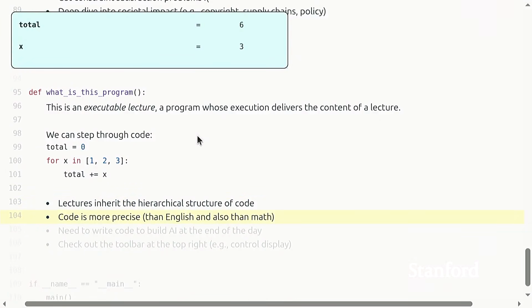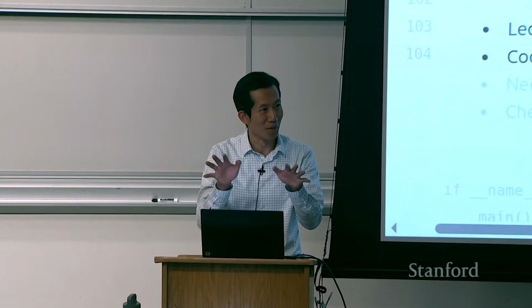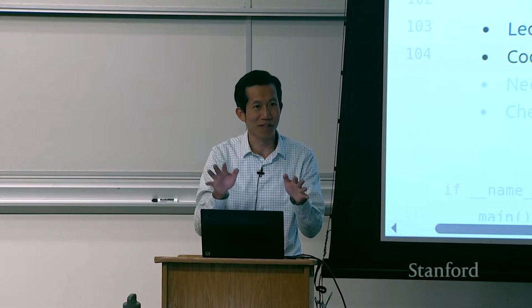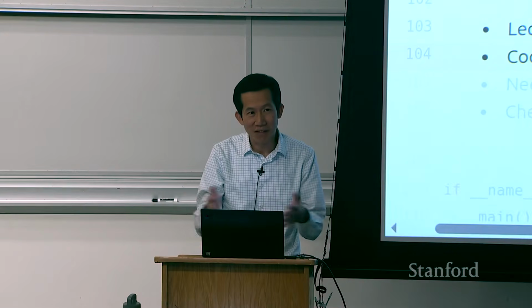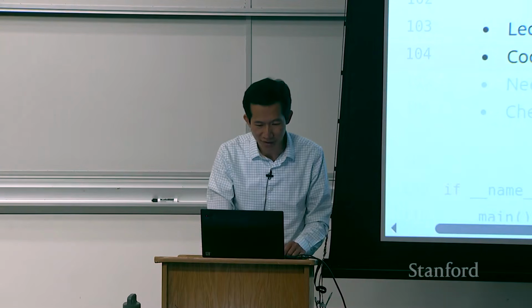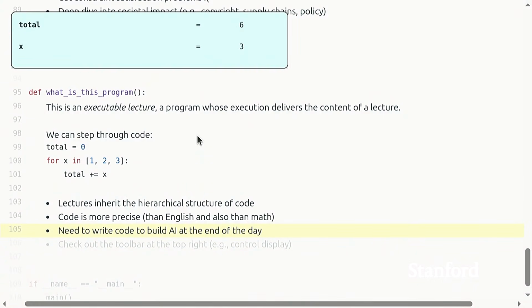Code is also very precise, certainly more than English, but even math. I think the problem with math is that you can write a lot of symbols, but then you have to understand what the symbols mean. Whereas if you're writing code and the code actually executes, it has a well-defined semantics. And of course, at the end of the day, if you're building an actual AI system, you're going to have to write code anyway. So why don't we just start doing that from day one?